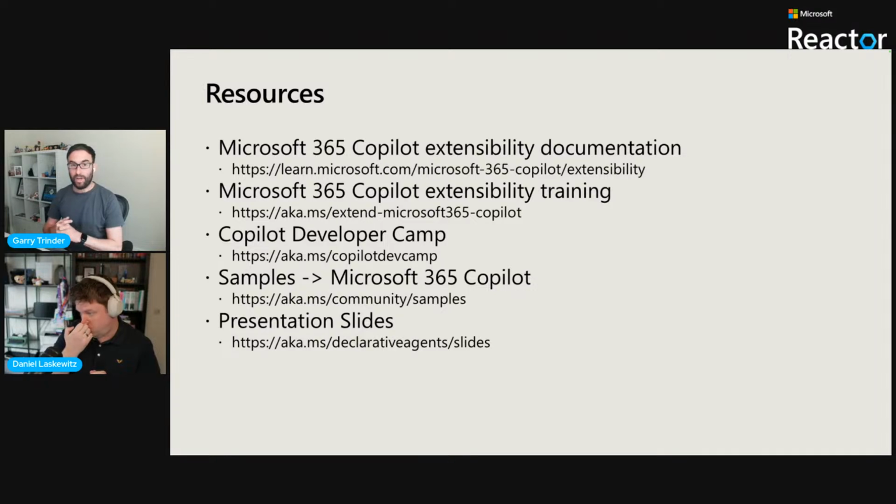We have Copilot Developer Camp. Again, more training content. This covers both Copilot Studio and VS Code. Community samples: we have a huge quantity of Copilot samples in our adoption gallery. So definitely check that out and tick the Microsoft 365 Copilot filter on there and you'll get all the different samples. And we also have the slides available. I think we had a question about the QR code as well. So if you go to the presentation slides aka.ms link, you'll be able to get the QR codes from there as well.